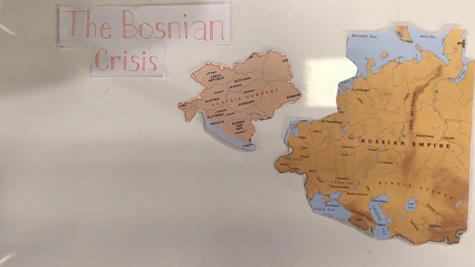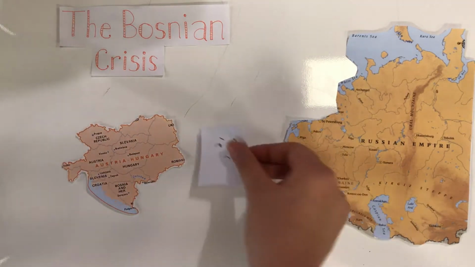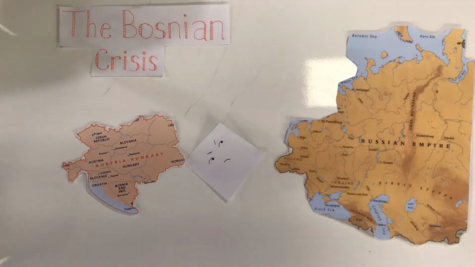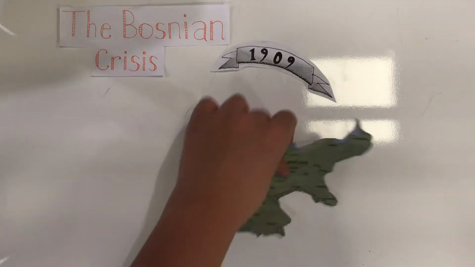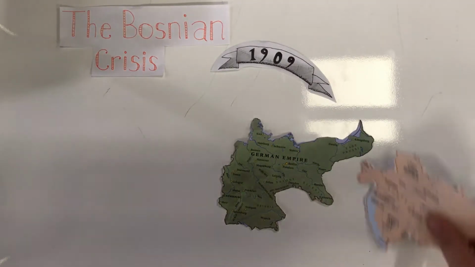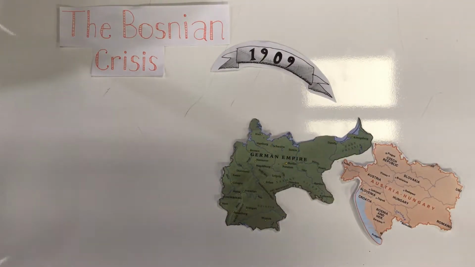After this, Austria-Hungary and Russia's relationship was tense and on the verge of war. In January of 1909, Germany decided to stand more closely with Austria-Hungary, assuring them of their support should they declare war on each other.